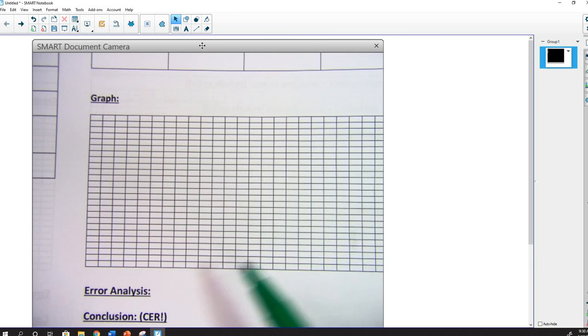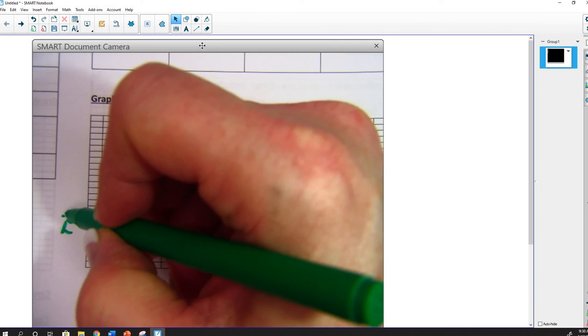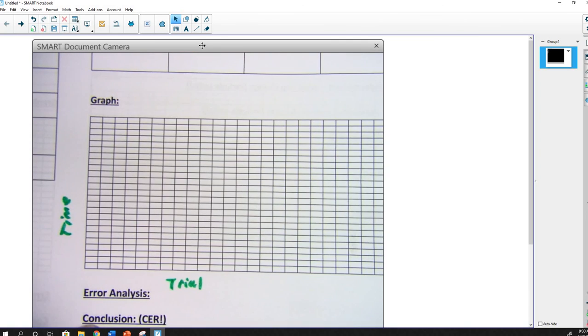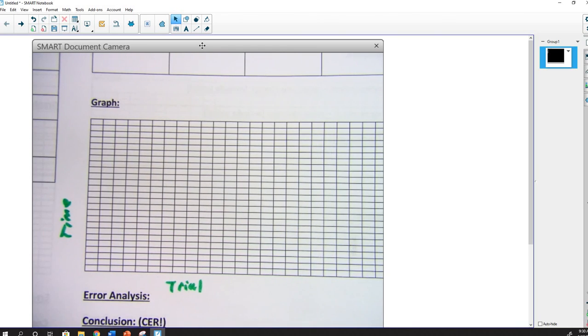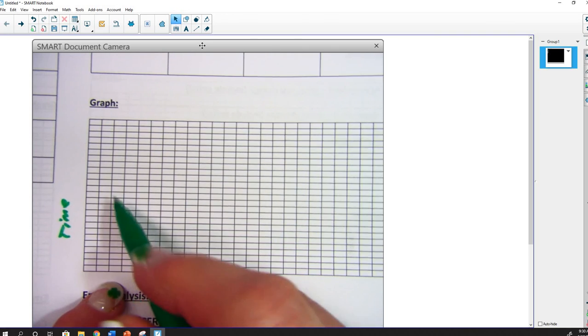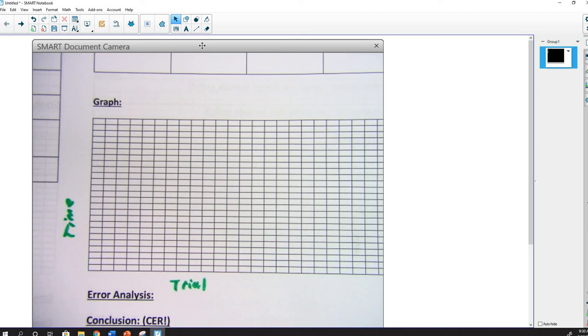Then you're also going to set up your graph. Your trials are always going to be along the x-axis. Your time and height are going to be around your y-axis. Okay? I don't know what my time's going to be, so I'm just going to put time, and then I'll make it so I can make as big a graph as possible. Bar graphs are wonderful for this. Okay? So I can do trial one, and then do a bar graph. Trial two, do a bar graph. Trial three, do a bar graph. And I see, really easy.